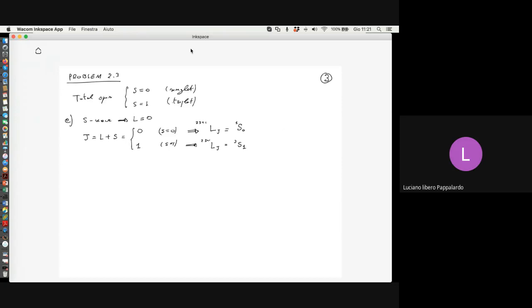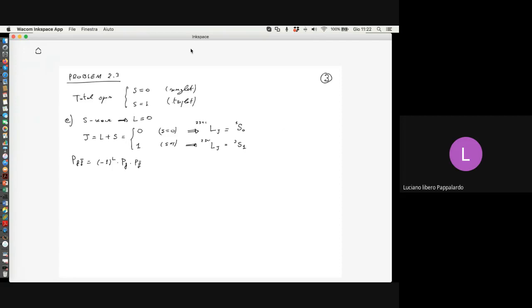Now, let's calculate the parity and the charge conjugation of this system of fermion and antifermion. So the parity of a fermion-antifermion pair is given as usual by -1 to the L of the system times the intrinsic parity of the fermion times the intrinsic parity of the antifermion.